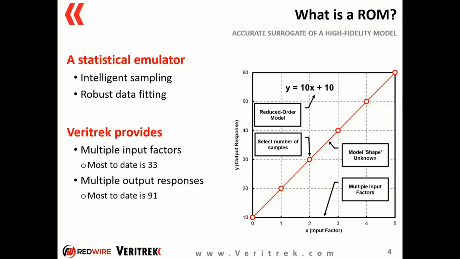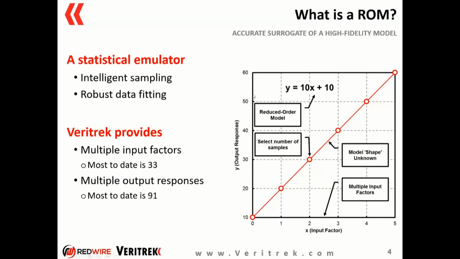We're not just dealing with a single input factor with reduced order models. We're dealing with multiple input factors. The most input factors to date that we've had a customer use is 33. We're also dealing with multiple output responses. So not just a single temperature output response, but multiple output responses, and not just temperature. We can certainly track temperatures, but we can track basically anything that you can assign to a register as an output response. And the most output responses a customer has included in the reduced order model is 91 to date. So that gives you an idea of the number of inputs and outputs for our reduced order models.